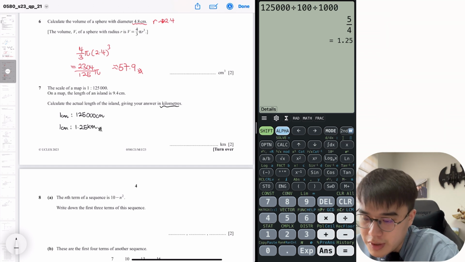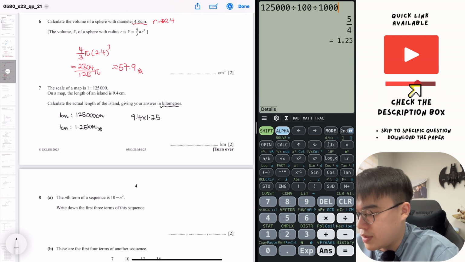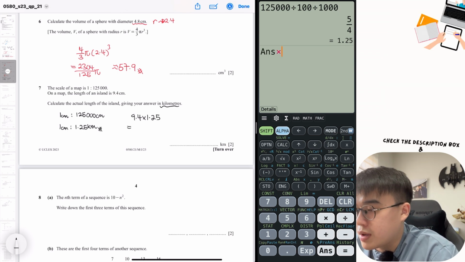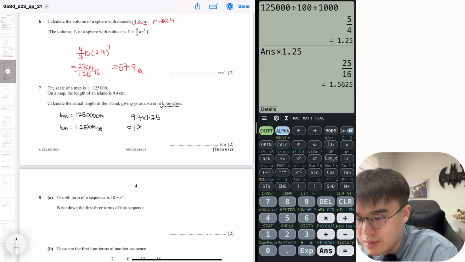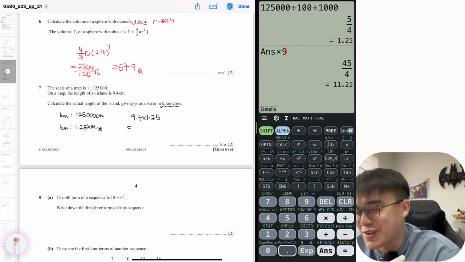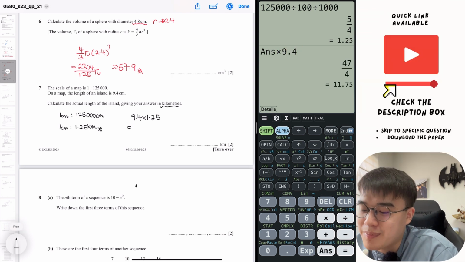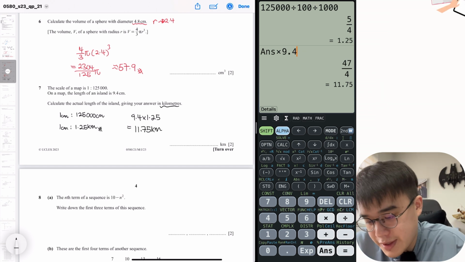So for the 9.4 that we have here, you need to multiply it with 1.25. Then you have a final result of 1.8. I have to multiply it with 9.4, sorry. So it should be 11.75 kilometers in real life.